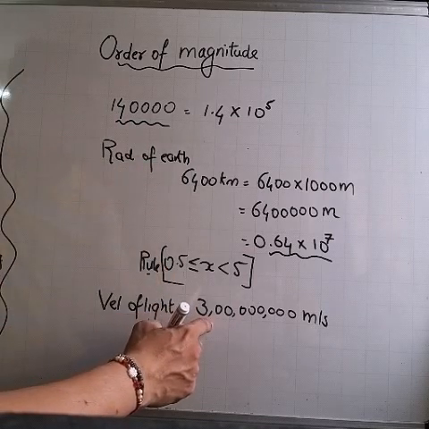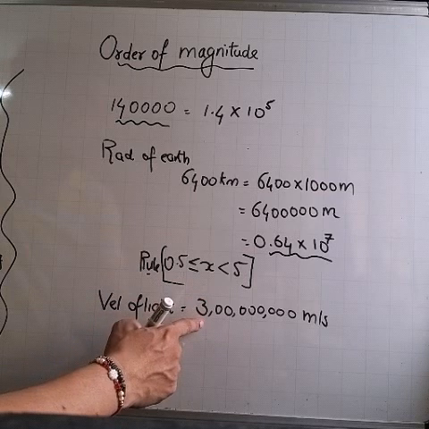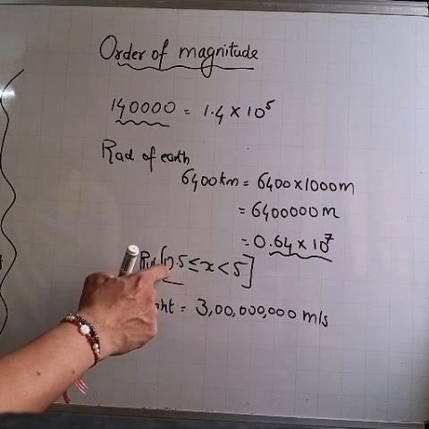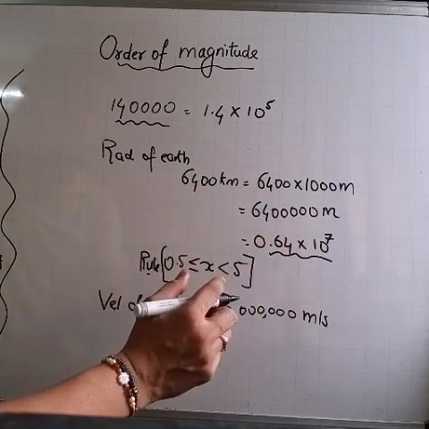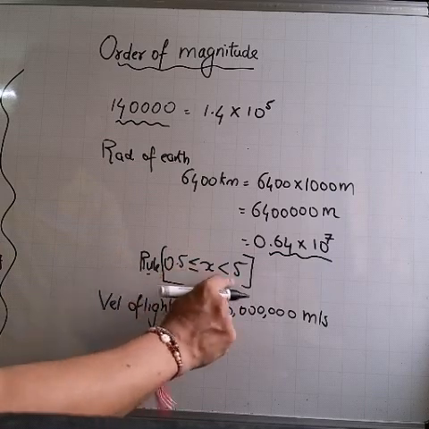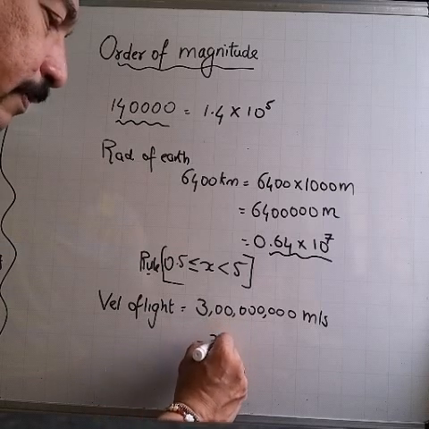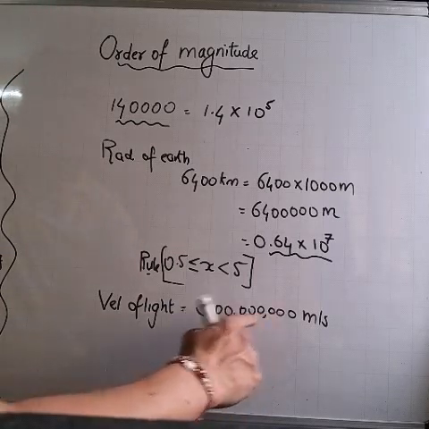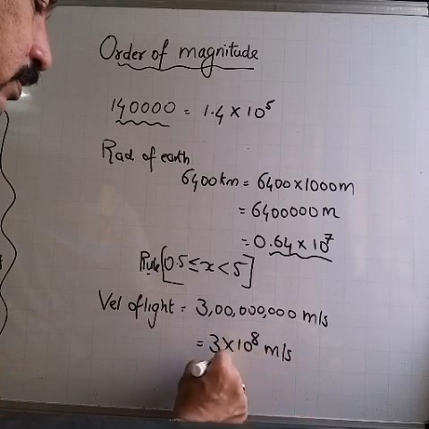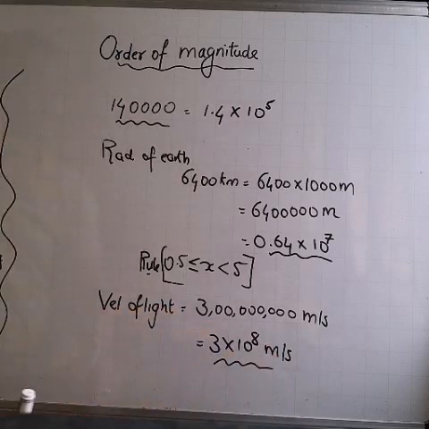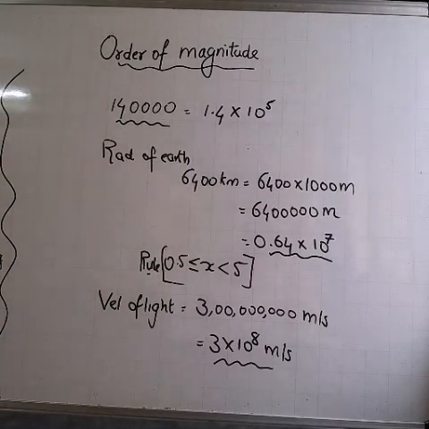I will put 3 into 10 raised to something, or 0.3. If I put 0.3, the value of 0.3 will be less than 0.5. That is not allowed. It should be greater than 0.5. So if I keep 3, yes, 3 comes between 0.5 and 5. So I'll write 3 into 10 raised to 8, 8 zeros. This is the correct way to write the order of magnitude. So the order of magnitude for the velocity of light is 10 raised to 8. Getting it?